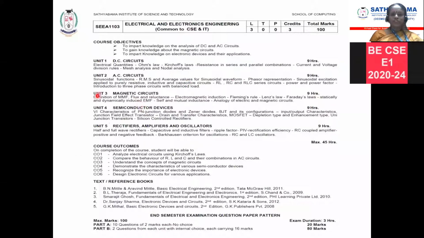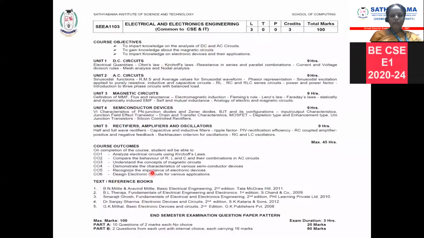So we have successfully completed the first course objective, and we are going to enter the second course objective, to gain knowledge about magnetic circuits. You may ask, ma'am, we have already studied magnetic circuits, so what is the new thing we are going to learn? You will learn the fundamental definitions you learned in your earlier classes, and you are going to correlate them with the electric circuit and know the importance of the magnetic circuit. That is very, very important.